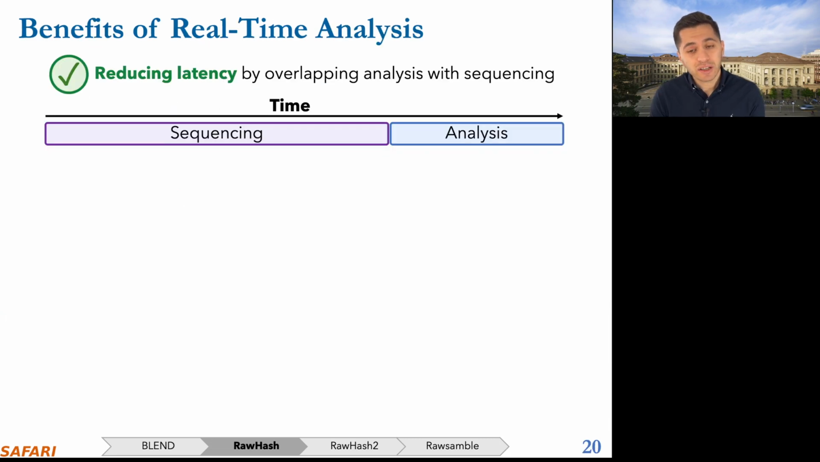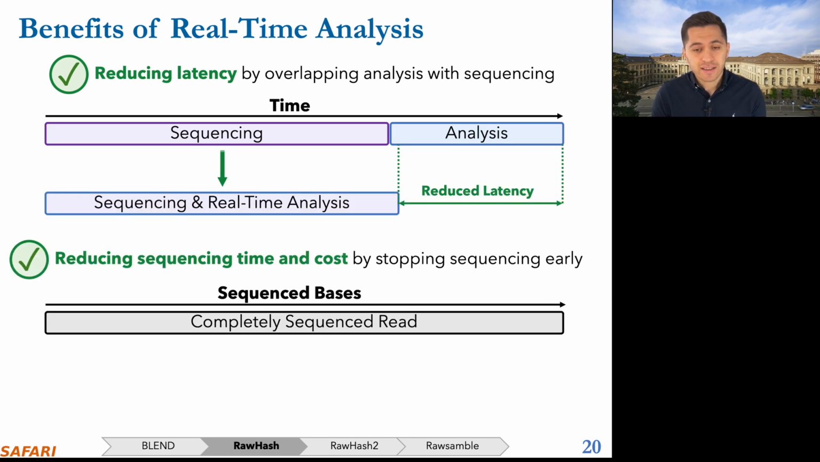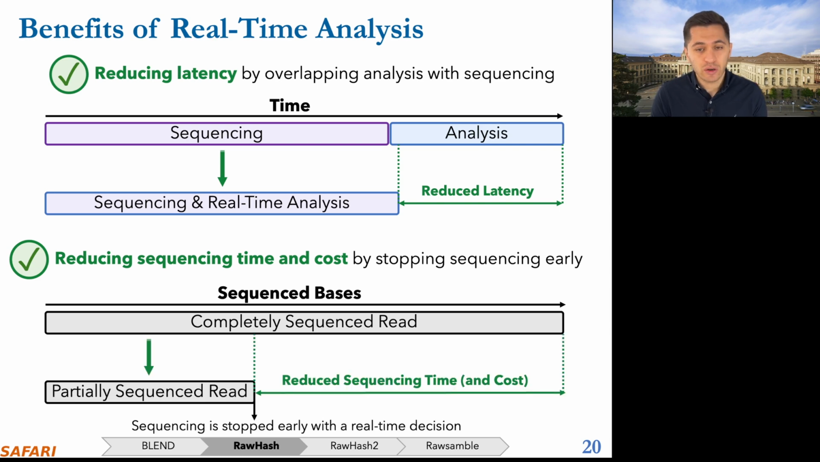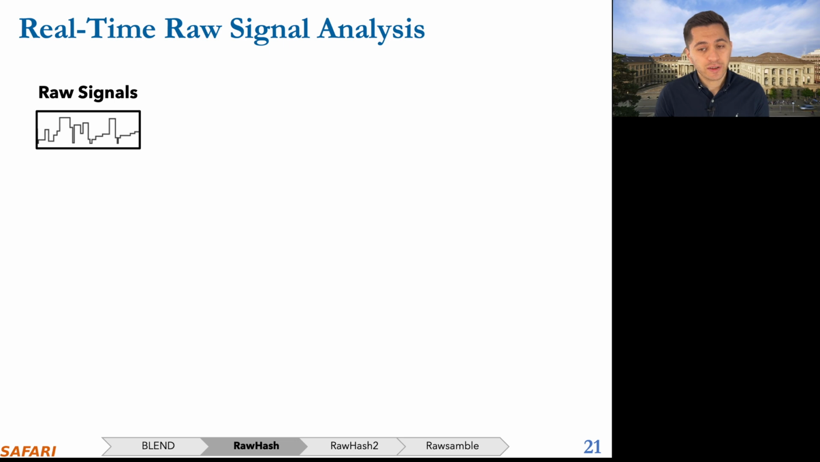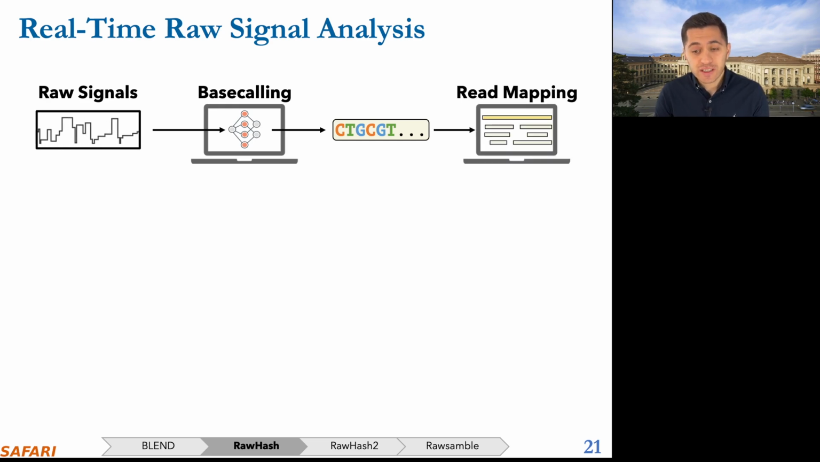There are two main benefits of real-time analysis. First, we can reduce latency by overlapping analysis with sequencing. Second, we can reduce sequencing time and cost by stopping the sequencing early. There are two main ways of analyzing raw nanopore signals in real time. The traditional way is to translate these electrical signals into nucleotide sequences with a base calling step that mainly utilizes complex deep neural models. These base called sequences can then be analyzed using regular read mapping steps.